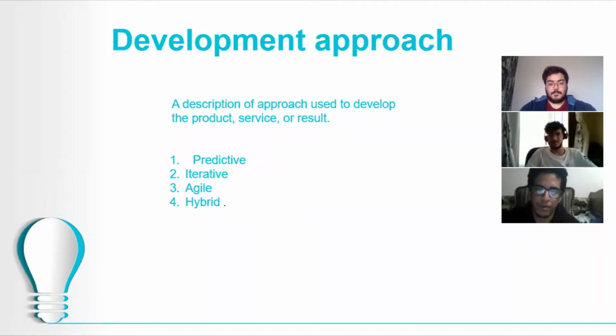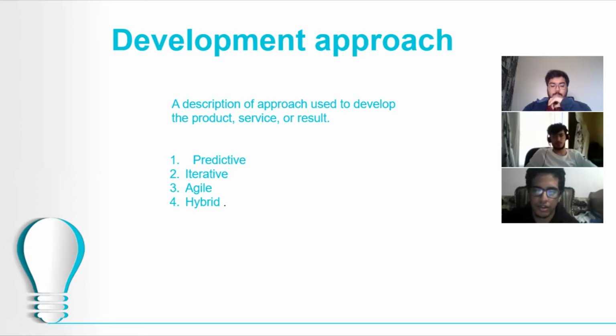The topic of MS Project is good to have as an overview before we start the development approach. Now let's start with this topic. Development approach is a description of an approach used to develop the project, service, or result. It's like a way to work with it. There are four main methods. First is predictive, second is iterative, third is agile, fourth is hybrid.